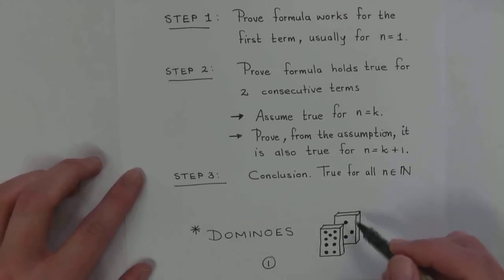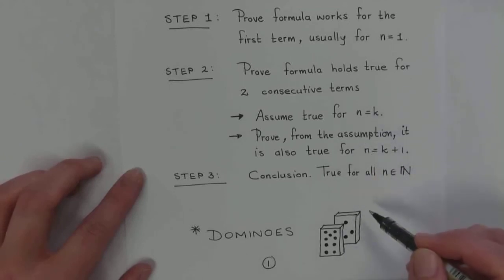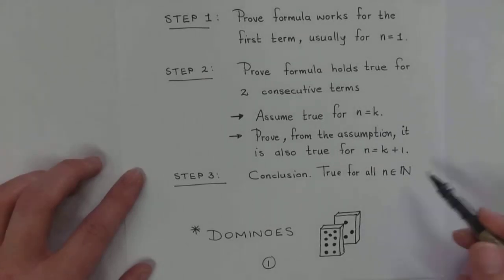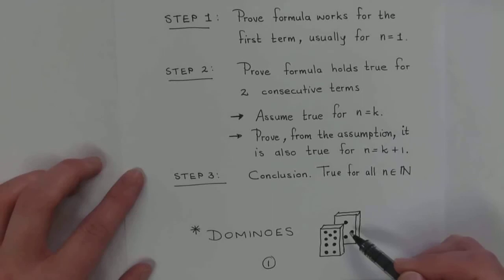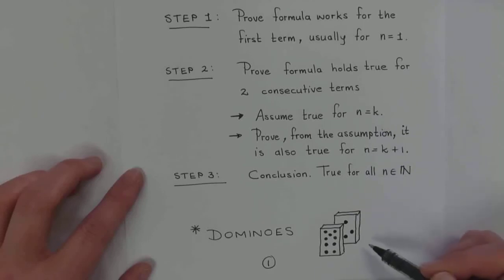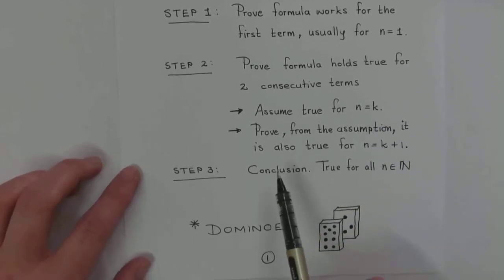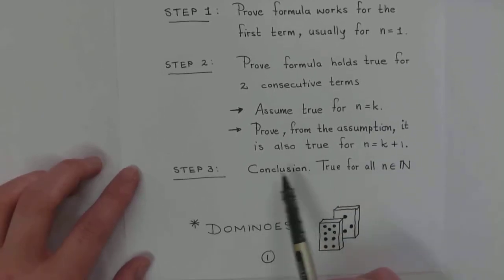So if the second one gets knocked over, that will knock over the next one, the consecutive one, which means it will knock over the third one. And then the third one will knock over the fourth one, and the fourth one will knock over the fifth one. And this chain reaction will continue indefinitely, into infinity. And this is how the process of mathematical induction works. And that's why your last step is always your conclusion.